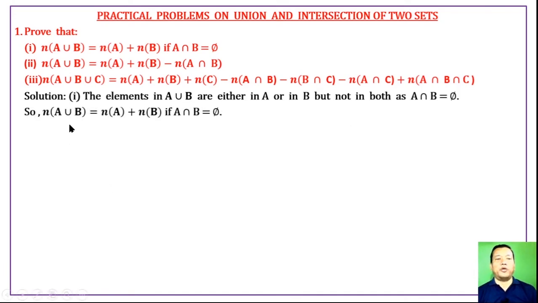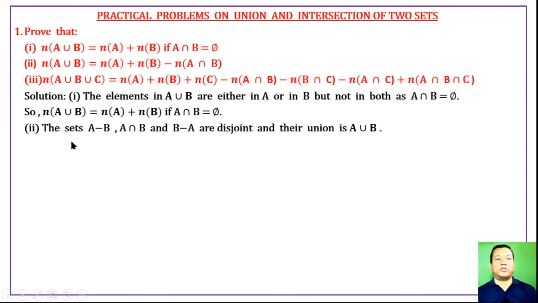So n(A union B) is equal to n(A) plus n(B) if A intersection B equal to phi. 2. The sets A minus B, A intersection B and B minus A are disjoint and their union is A union B. Let us see.